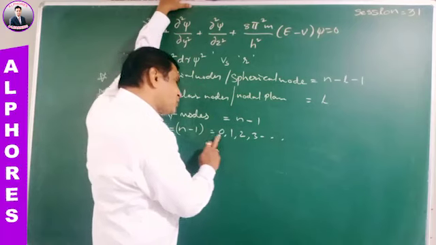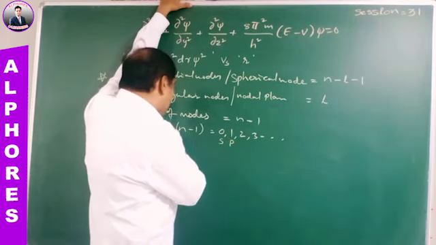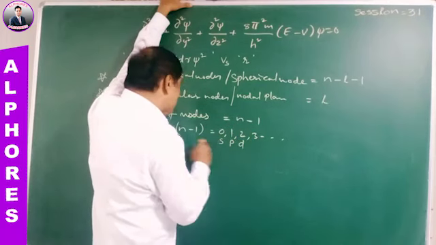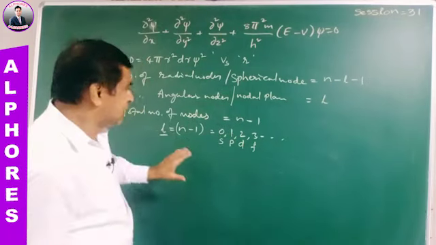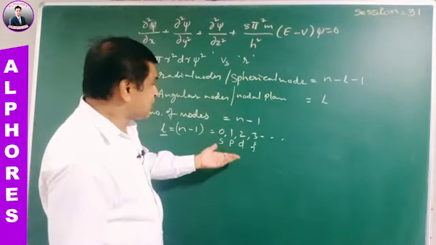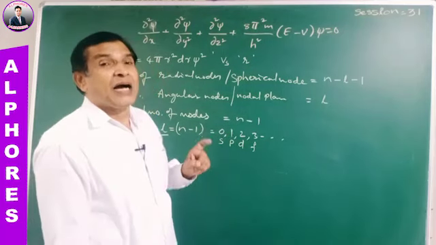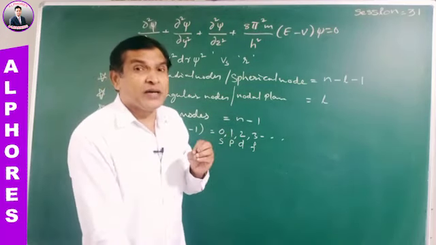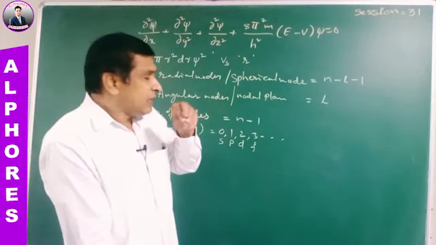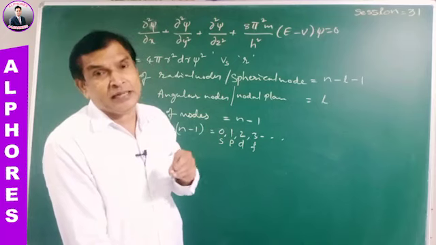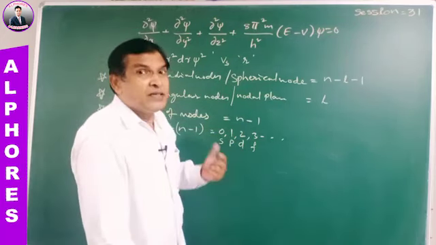When L is equal to 0, that is the S subshell. L equal to 1 is the P subshell. L equal to 2 is the D subshell. L equal to 3 is the F subshell. These are all subshells. That means the azimuthal quantum number signifies the existence of subshells and their shapes.